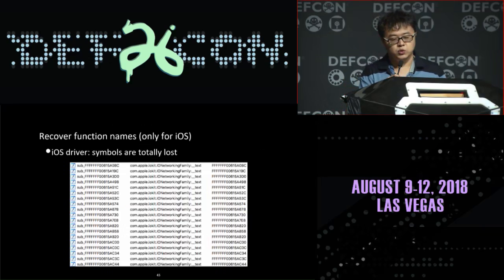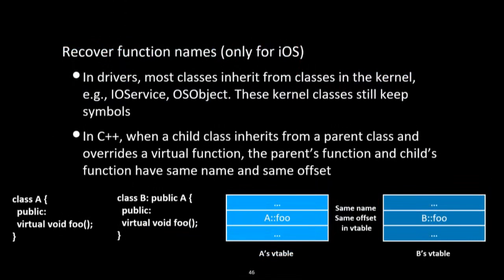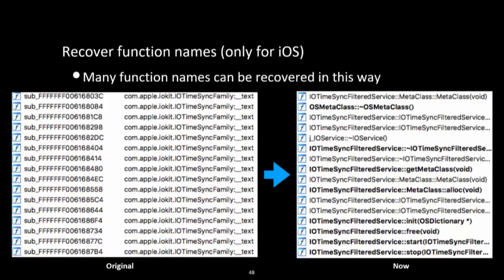The next feature of Ryuk is recovering function names. As we can see, iOS drivers are lacking symbols. Functions in iOS drivers do not have meaningful names at all. They are all meaningless names prefixed with sub. We recover function names by leveraging several facts. The first fact is that most classes in drivers inherit from classes in the kernel, and these kernel classes have symbols. The second fact is that in C++, when a child class inherits a parent class and overrides a virtual function, the parent's function and the child's function should have the same offset in the vtable, as shown in this figure. So with the above facts, we can recover the names of virtual functions that override functions in kernel classes. Actually, this is not a complete solution, but it can cover plenty of critical functions.